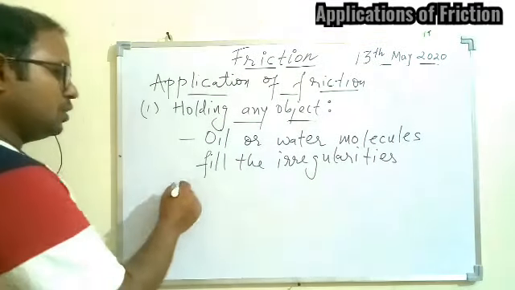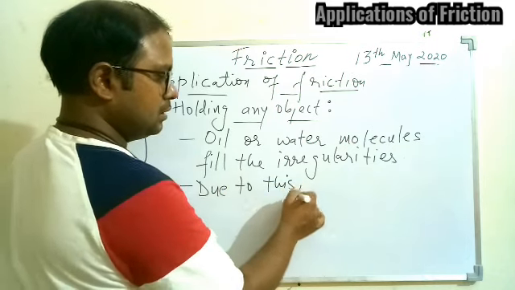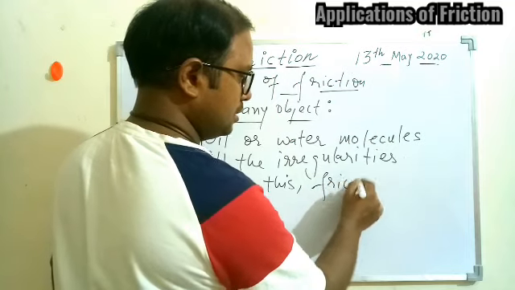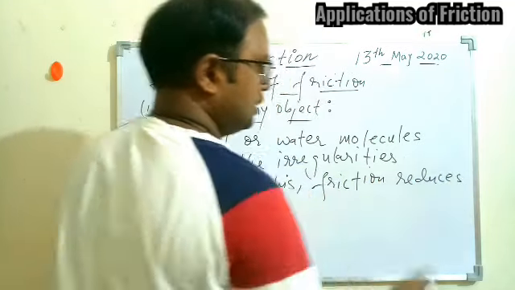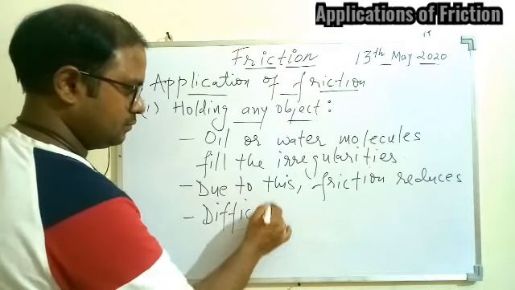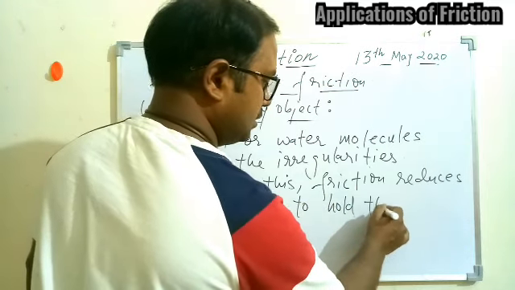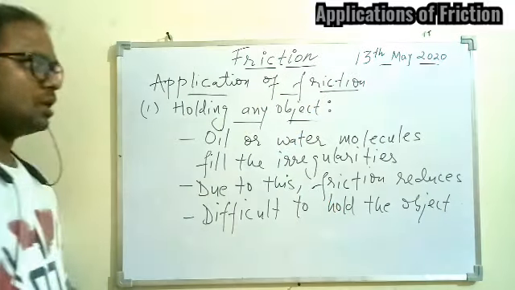Okay, so due to this, what happened? Friction becomes less, so you can say friction reduces, and it is difficult to hold the object. So this is the first thing.